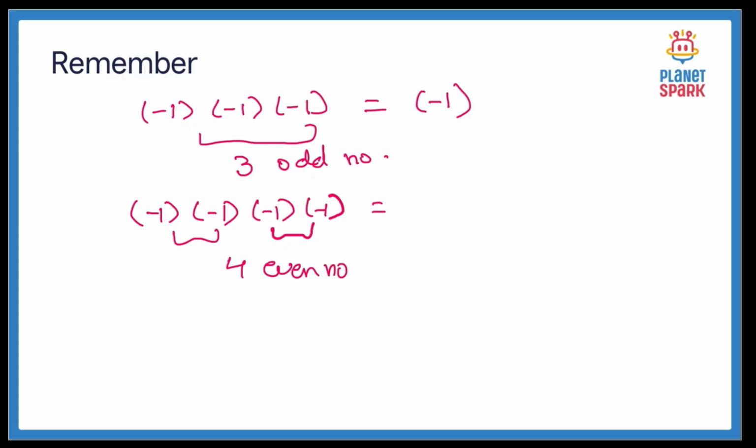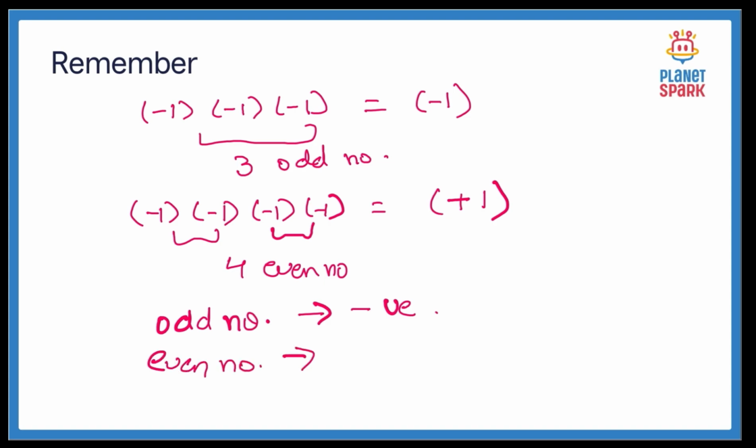Minus 1 into minus 1 into minus 1 into minus 1. We are multiplying it 4 times. 4 is even. Answer is positive. So just remember, if we are having an odd number of negative signs, my answer will always be negative. If I have an even number of negative signs, my answer will always be positive.